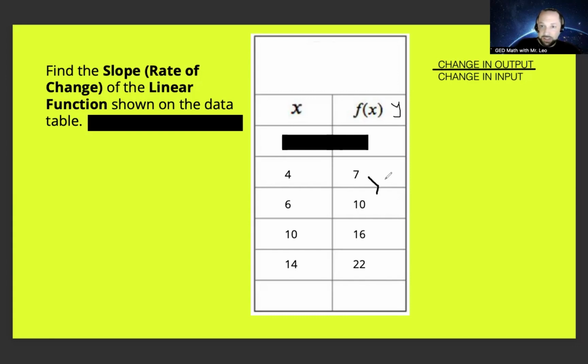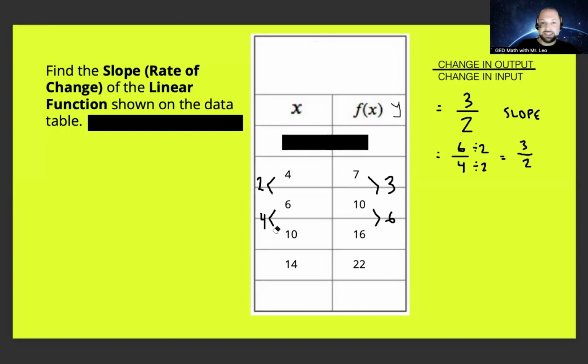Here, I see this is increasing by 3. The output increases by 3 as the input increases by 2. Therefore, this is a change in output of 3 over 2. That's the slope right there, 3 over 2. You could make it a decimal, it would be 1.5, but I like it just like this, 3 over 2. You'll notice if I look here, it's increasing by 6, while this increases by 4. That would be 6 over 4. Following the rules of fractions, we can reduce this by dividing the top and bottom by 2, and we get 3 over 2. 3 over 2 is the slope.